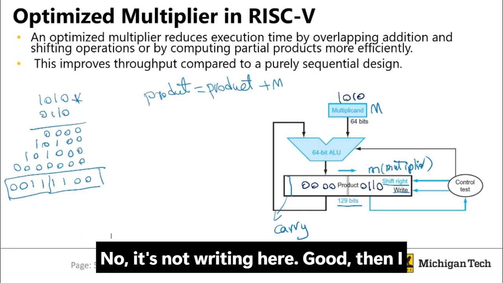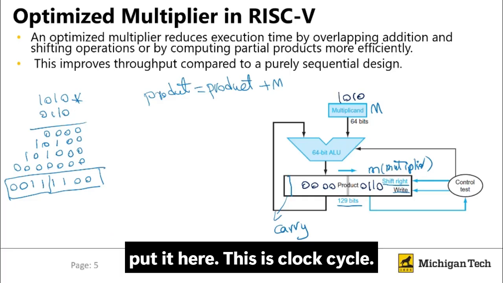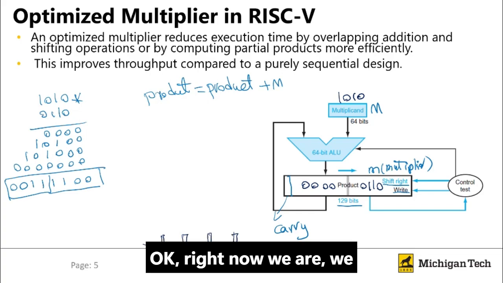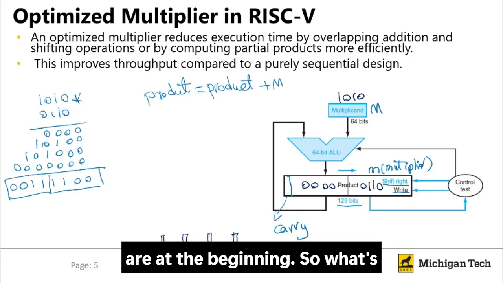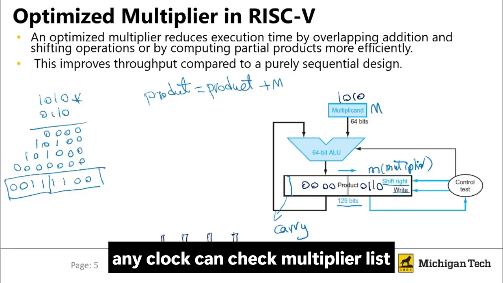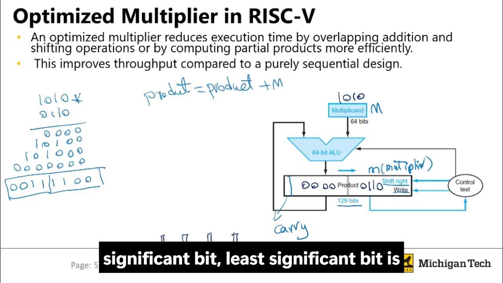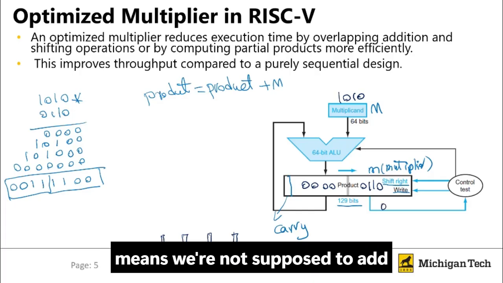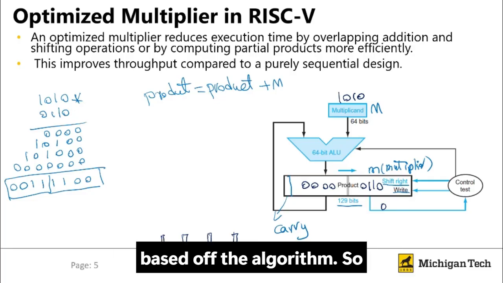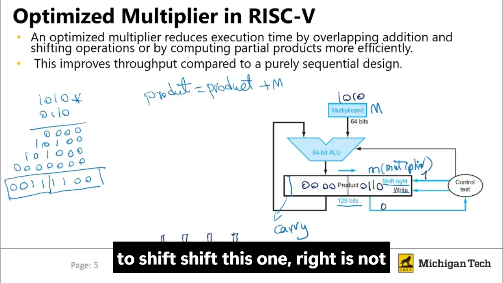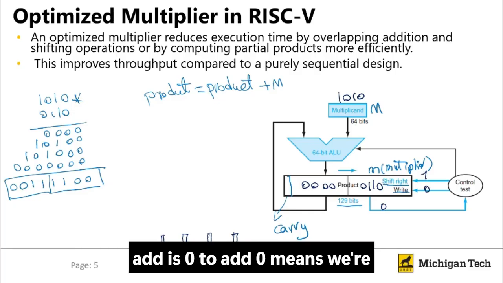Right now we are at the beginning. The controller easily, without any clock, can check the multiplier's least significant bit. The least significant bit is 0. So when it's 0, it means we're not supposed to add based on the algorithm. What we need to do is shift. Shift is 1, write is 0, add is 0. Add 0 means we're not going to add.